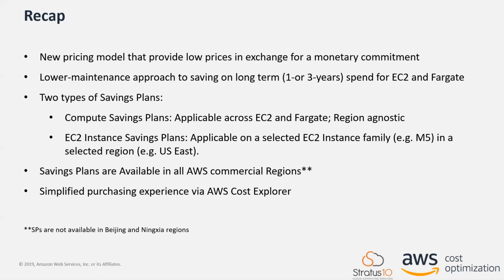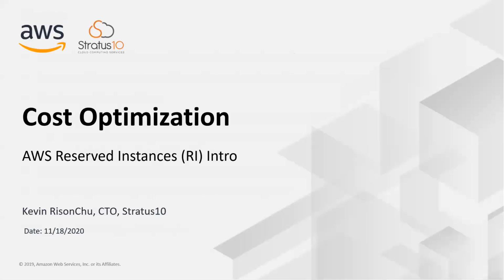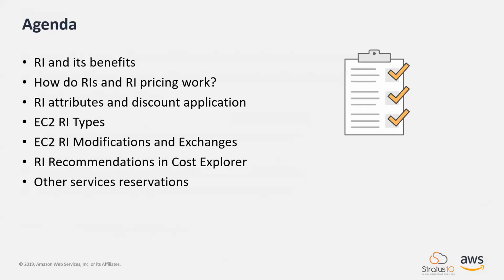Let's switch over real fast to cost optimization and reserved instances. Earlier we touched on the newer savings plan model. Now we're going to touch on the traditional reserved instances that most everybody is familiar with, or hopefully is familiar with. The agenda within this one will be RIs and their benefits, what RIs do and how they're priced, their attributes, the types, modifications, and exchanges, and then also RI recommendations that are available within Cost Explorer.